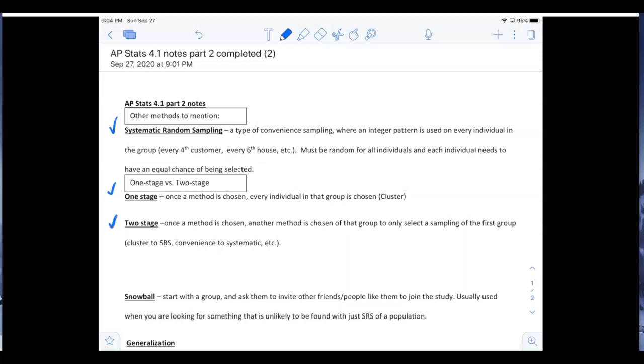Okay. Again, these are not as good as simple random samples because everybody still does not have an equal chance of getting selected. Once that cluster is selected, then no other cluster can get picked, right?